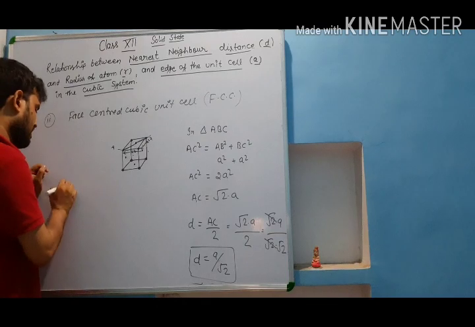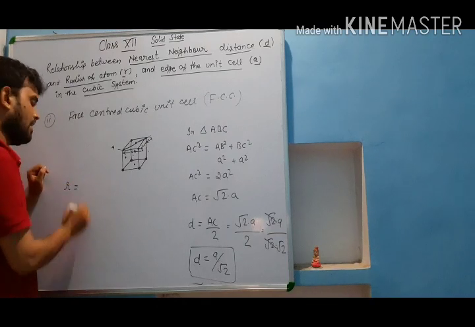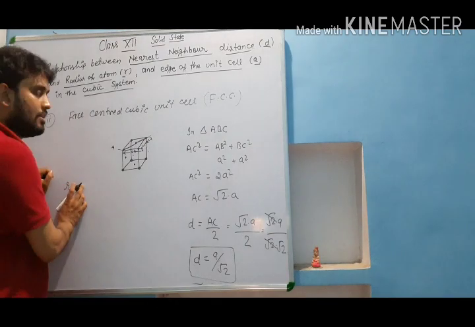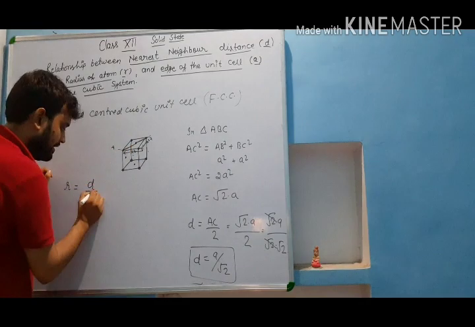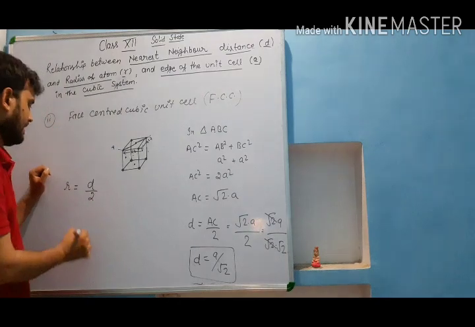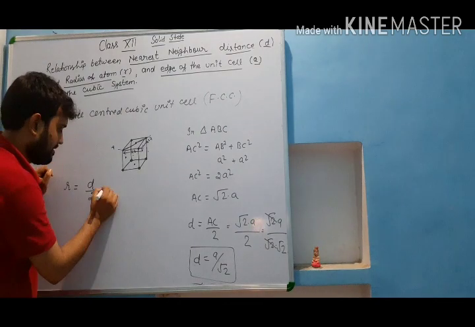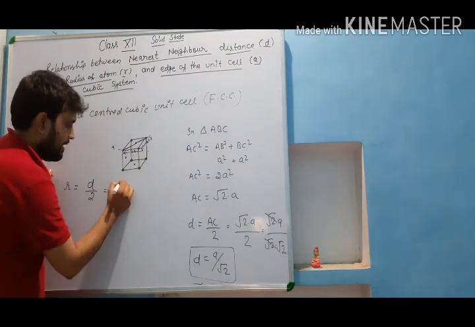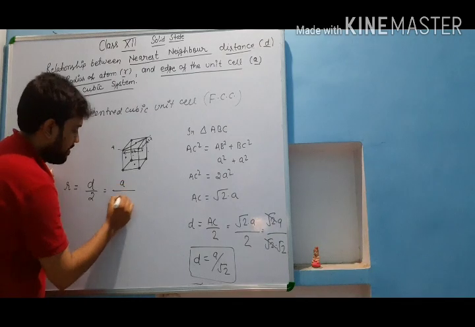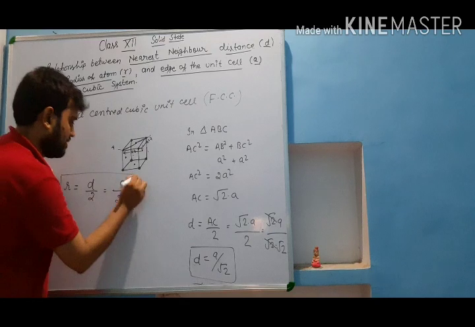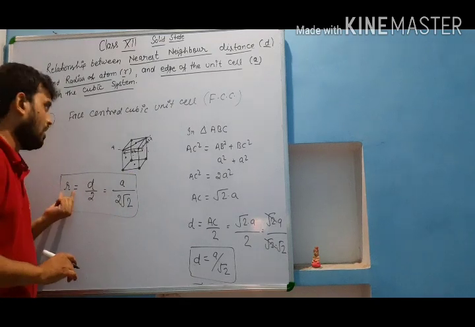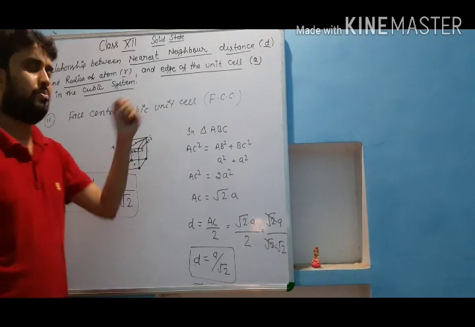Now for the atomic radius r. Atomic radius r equals d by 2. Then we can write r is a upon 2 root 2. This is the relation of r for the face-centered cubic unit cell.